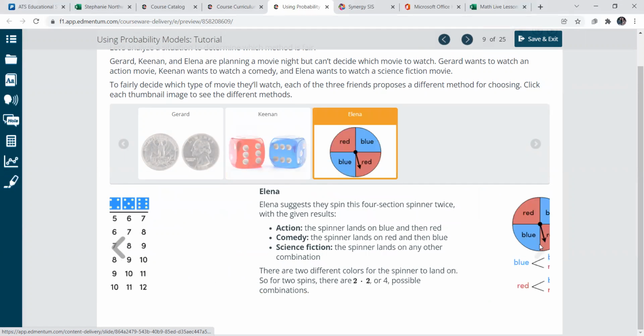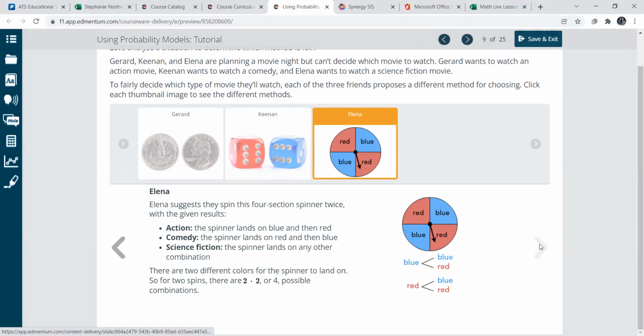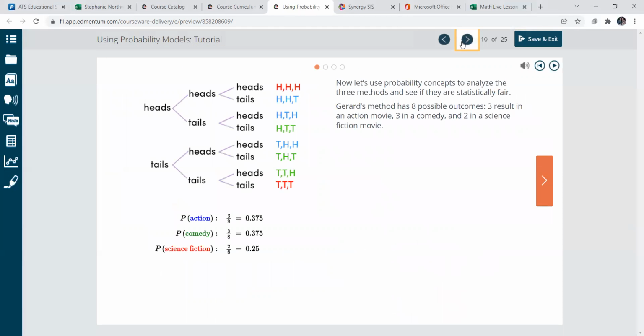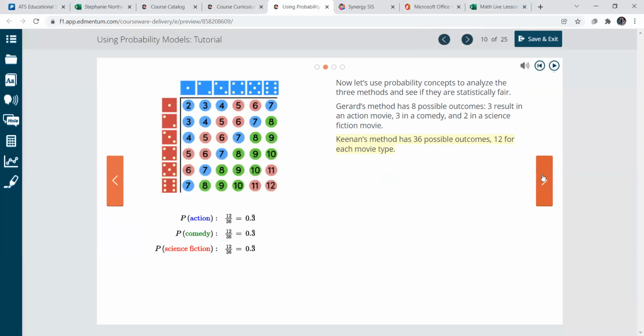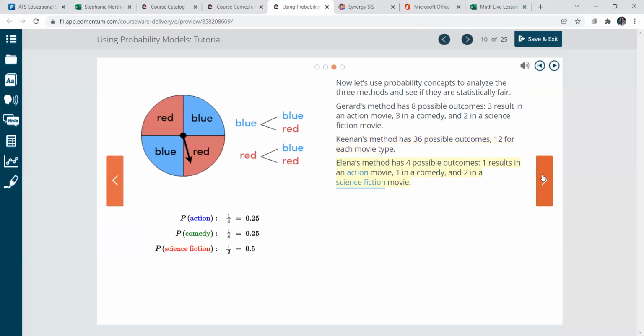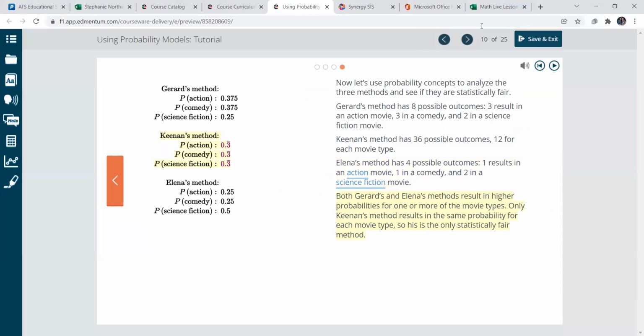So let's see. Let's go to Elena. The spinner, I talked about this before. They only have 2 colors on this spinner, so they made it pretty simple. This just breaks it down a little bit more for you with flipping a coin. And let's see, we have dice, rolling the dice, and the same concept is breaking it down. How many times have you rolled on each thing? Same thing, spinner, you have 2 different colors.